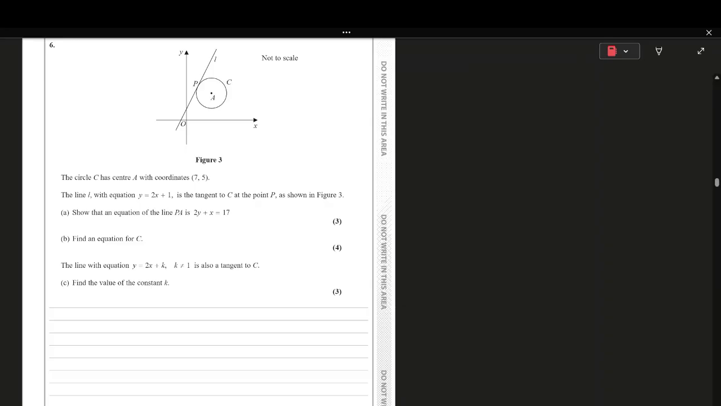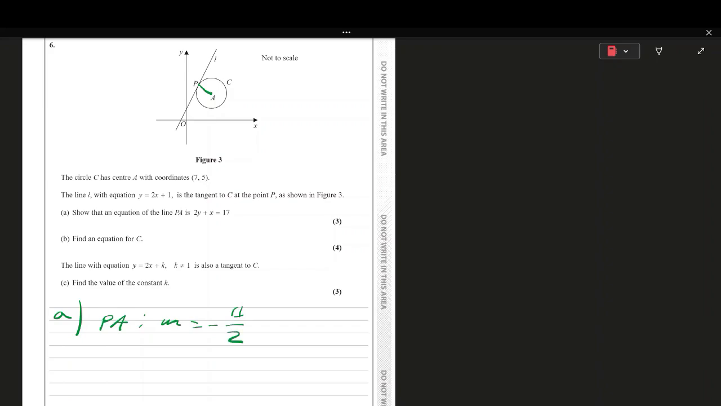Okay, so beginning question 6, the circle C has center (7, 5). The line L with equation y is equal to 2x plus 1 is a tangent to C at point P, as shown in figure 3. Show that an equation of the line PA is 2y plus x equals 17. So since the line L is y equals 2x plus 1 and PA is perpendicular to that, the gradient of PA would be the negative reciprocal, which is negative half.